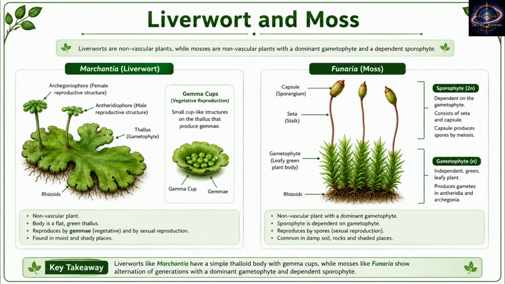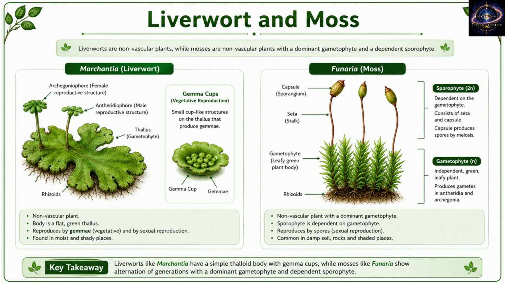In pteridophytes, the main plant body is sporophyte. It has true roots, true stem, and true leaves. Their leaves may be small as in Selaginella or large as in ferns. They reproduce through spores produced in sporangia. Spores germinate to form a small gametophyte called prothallus.